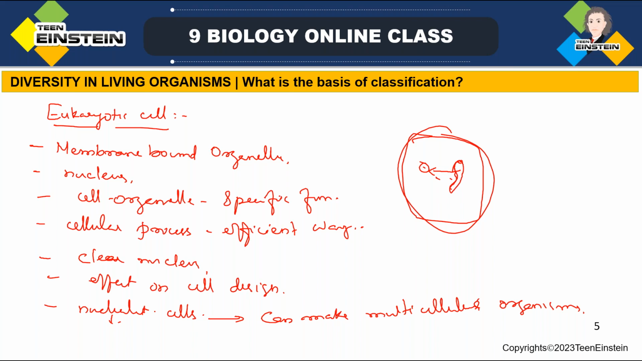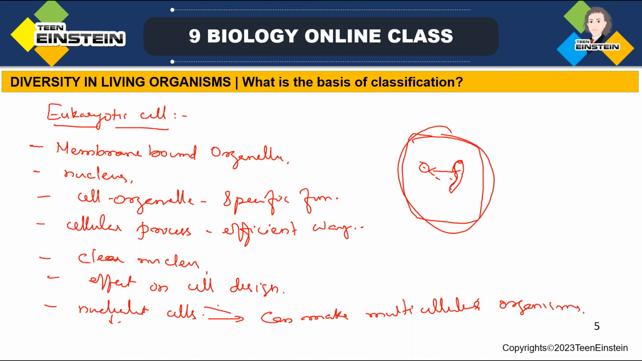So the clear nucleus you can see in a eukaryotic cell, right? So the presence of the nucleus and other membrane-bound cell organelles decides the structure of a cell, right? Based on the number of organelles and the functioning of organelles, the cell design will be there. And nucleated cells, meaning a separate nucleus present in a eukaryotic cell, can make a multicellular organism. Okay, because they can take up specific functions, isn't it?